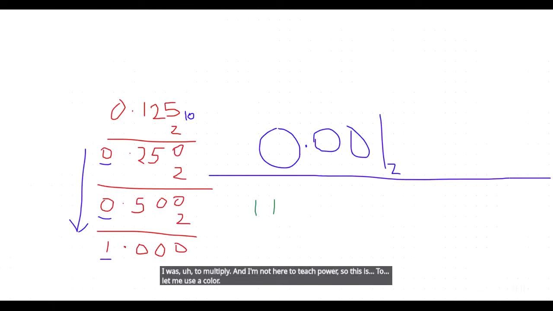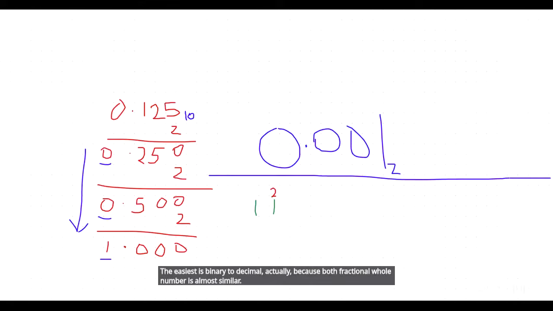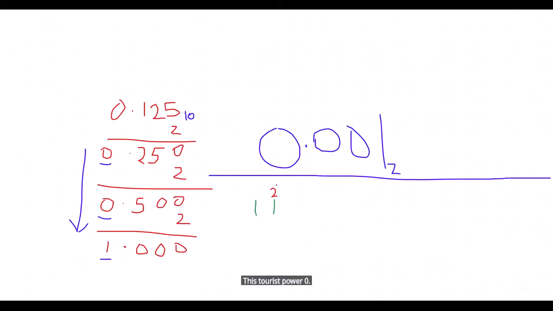The easiest is binary to decimal actually, because both fraction or whole number is almost the same. This is 2 raised to power 0. Here is 2 raised to power 1, etc. If there were other numbers here, it would be 2 raised to power 2, 2 raised to power 3, etc. So what do we do? Green times red plus green times red, etc.